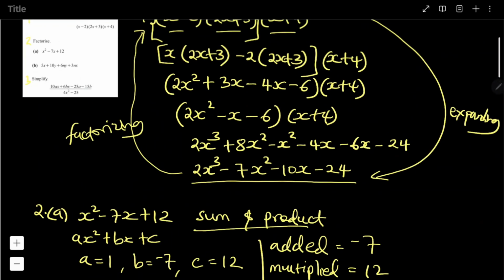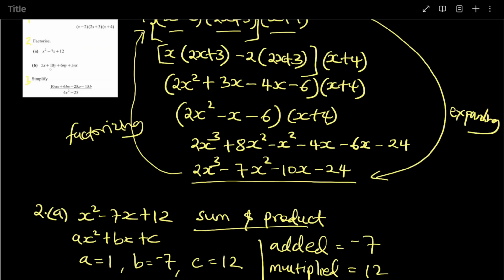Our next question is too direct. I'm not going to do part B. I'm just going to show you from here. And it is 5x plus 10y plus 6ny plus 3nx. How do you see there? Different ways. You can see 5 is common here and there. Then here you can see 3 is common, n is common.